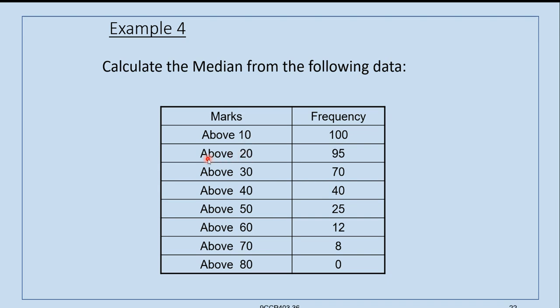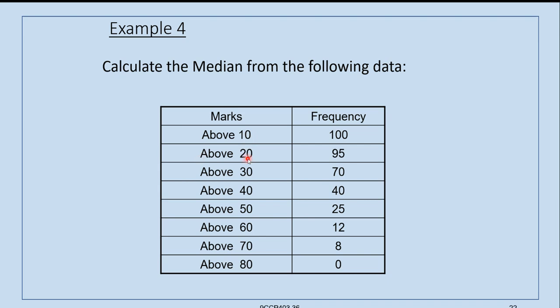20 is the lower limit of the second class interval. If 20 is the lower limit of the second class interval, the upper limit of the first will automatically be 20. That should be understood very carefully. That means 20 is the upper limit of this class interval, that is 10 to 20. So the class interval is 10 to 20.